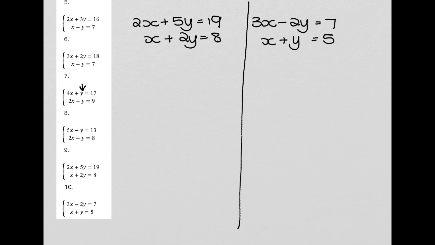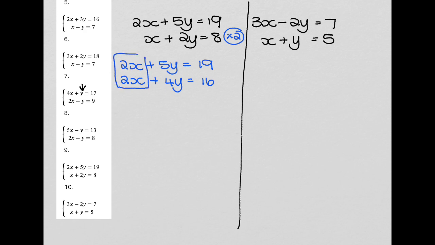So instead, I'm going to multiply the bottom equation by 2. So my top equation stays 2x plus 5y equals 19. My bottom equation now becomes 2x plus 4y equals 16. Now my x's match. Are they the same or are they different? They are the same. Same means subtract. 5y take away 4y is 1y. 19 take away 16 is 3.